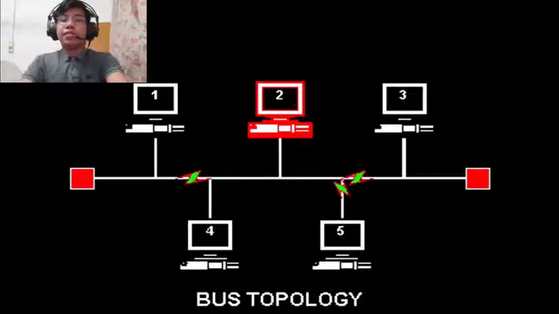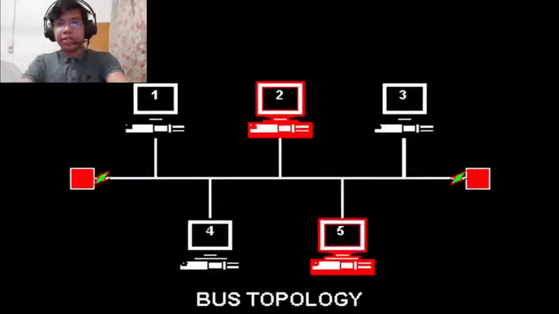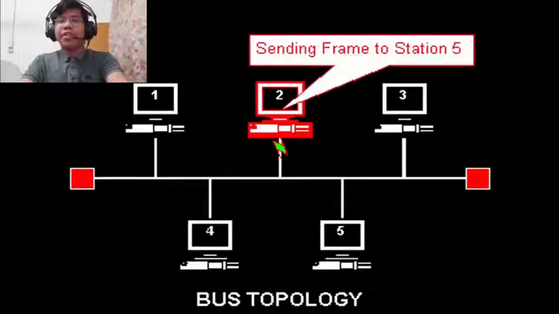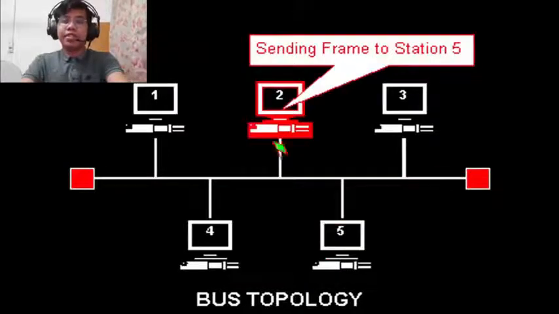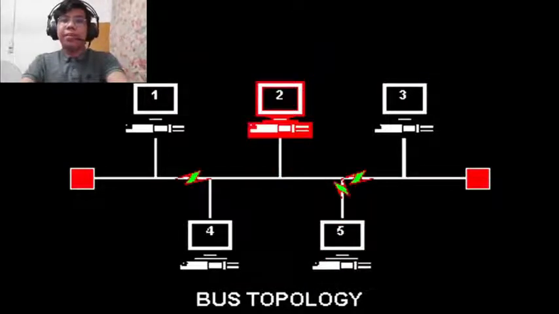This is a GIF which shows how the bus topology works. It works the same as in real life, where a bus has to send its passengers from station to station. Let's say that the frames are the passengers while the nodes are the stations. So that is the definition of bus topology.